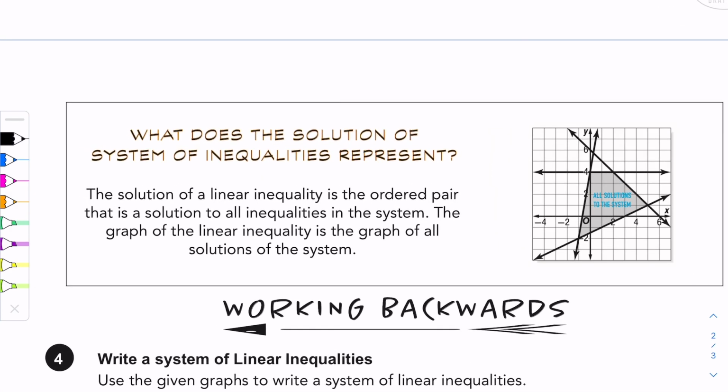So what does the solution of a system of inequalities represent? The solution of a system of linear inequalities is the ordered pair that is a solution to all inequalities in the system. The graph of the system is the graph of all solutions in the system.